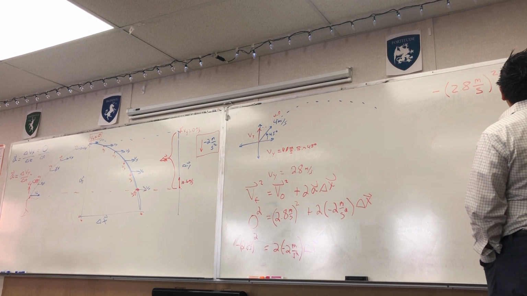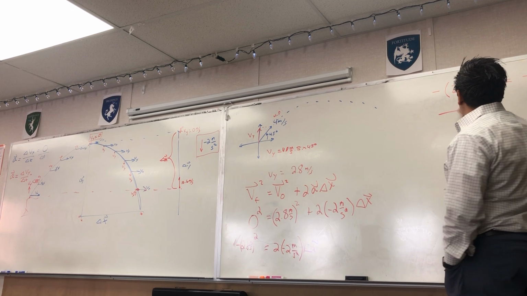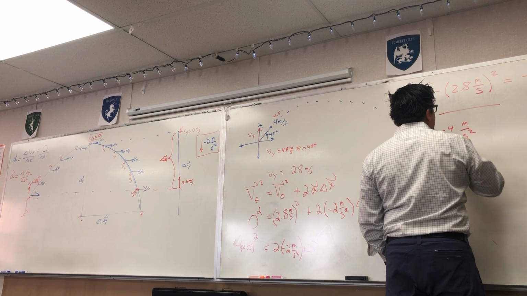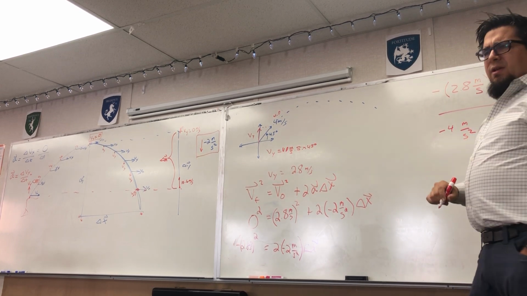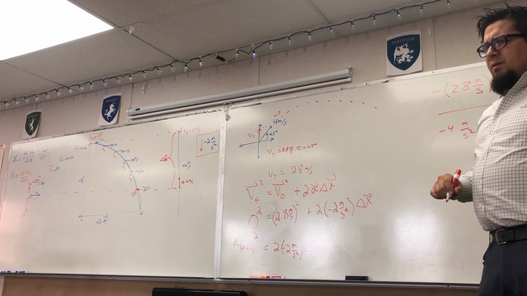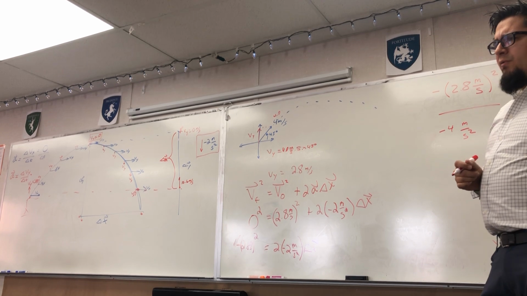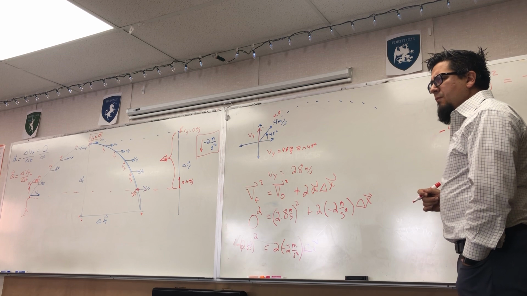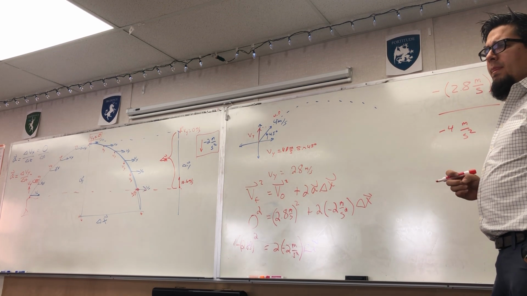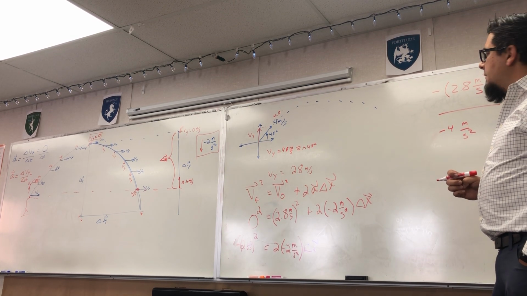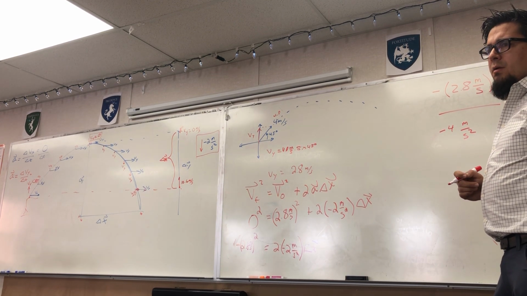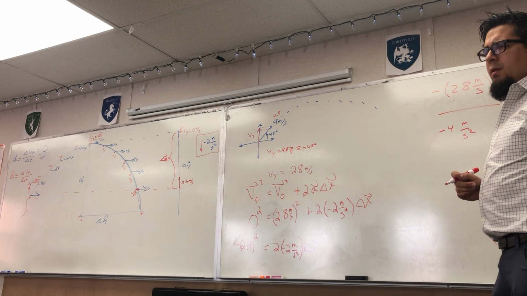I'm going to divide both sides by negative 4. 2.8 squared, someone throw that into a calculator real fast. 7.84. Yeah, that's right.